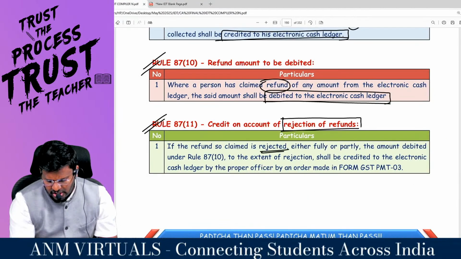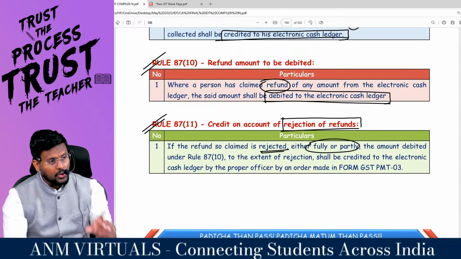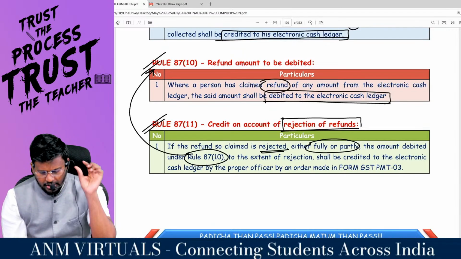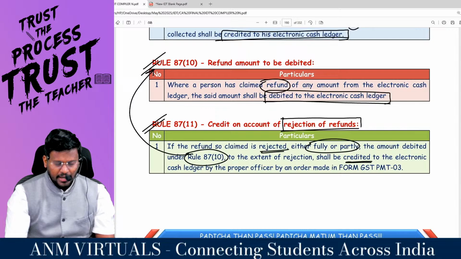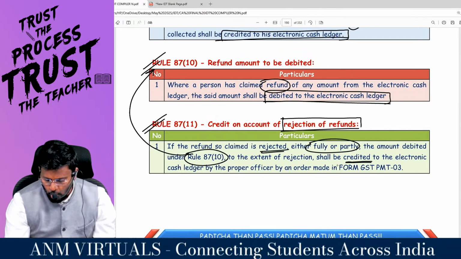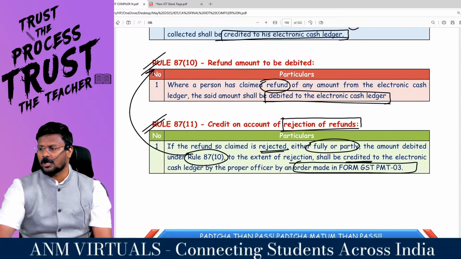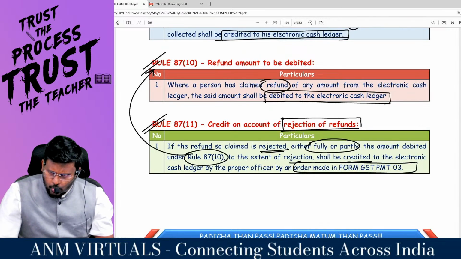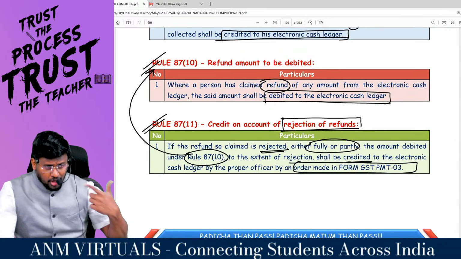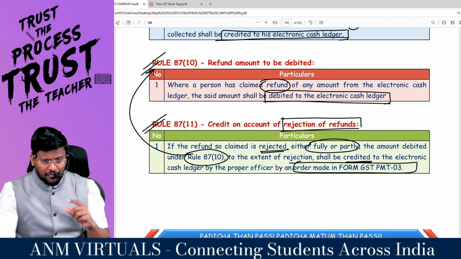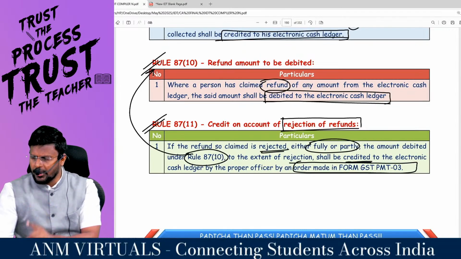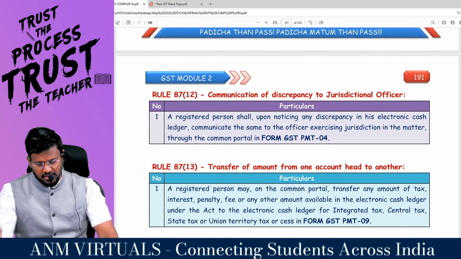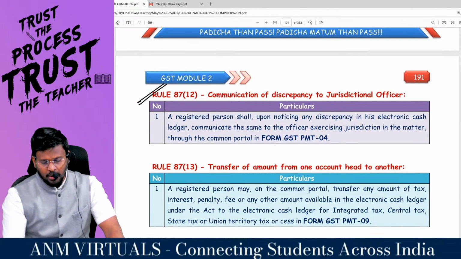If the refund so claimed is rejected, either fully or partly, the amount debited under Rule 87 sub Rule 10 to the extent of rejection shall be credited to the electronic cash ledger by the proper officer by an order made in form GST PMT 03, my dear lovable students. So once the refund is confirmed, that will be debited in the electronic cash ledger. But if it has not been processed because of any technical error or because of ineligibility or because it has been restricted by the proper officer or because of any reason, that will be recredited to the electronic cash ledger. Comfortable, sir?